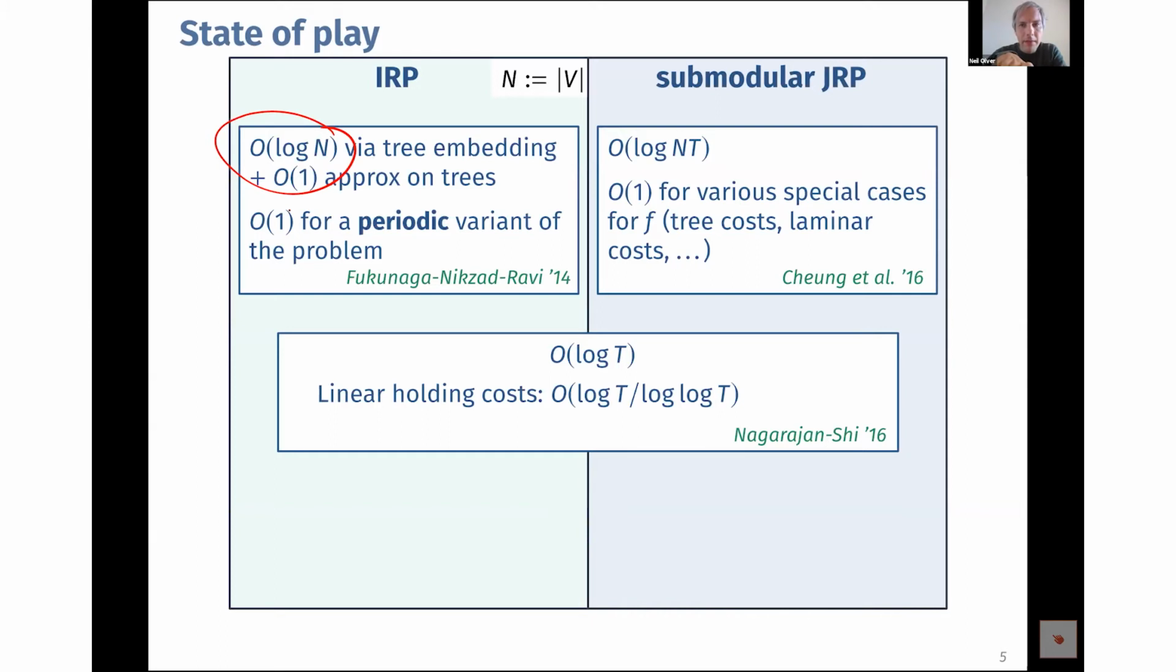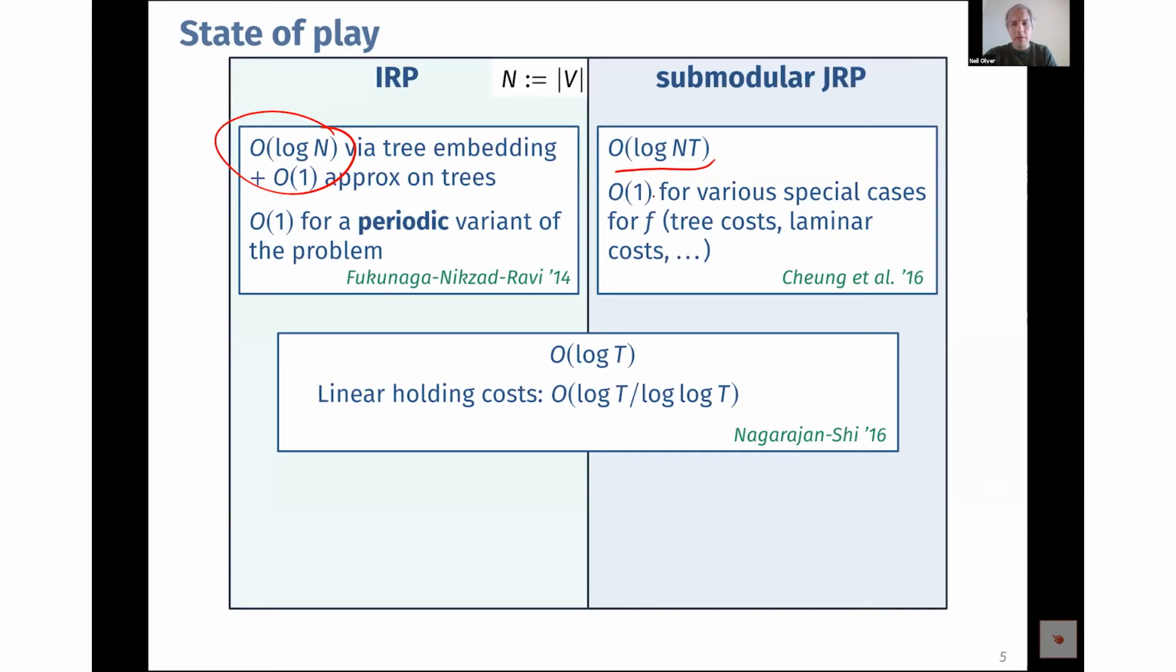On the right is for submodular JRP, so that also has a logarithmic bound, log n plus log t, by Chung et al. Obviously, this is not based on tree embedding because there's no longer any metric structure here. F could be any submodular function. And then they also gave constant factors for many special cases of F.